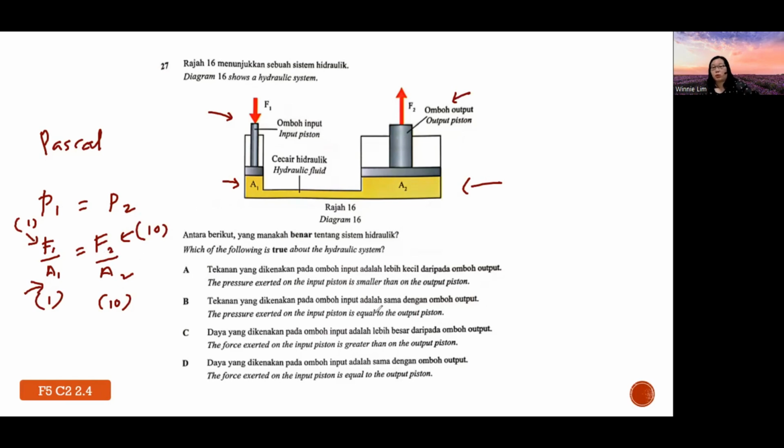Now we see which statement is correct. The pressure exerted on the input is smaller. Wrong, because they should be equal. The pressure exerted on the input piston is equal to the output. Yes, this is the correct answer. The force exerted on the input is greater. No, it should be smaller, so it's also wrong. Then D, the force exerted on the input is equal to the output piston, also wrong. It's supposed to be small.